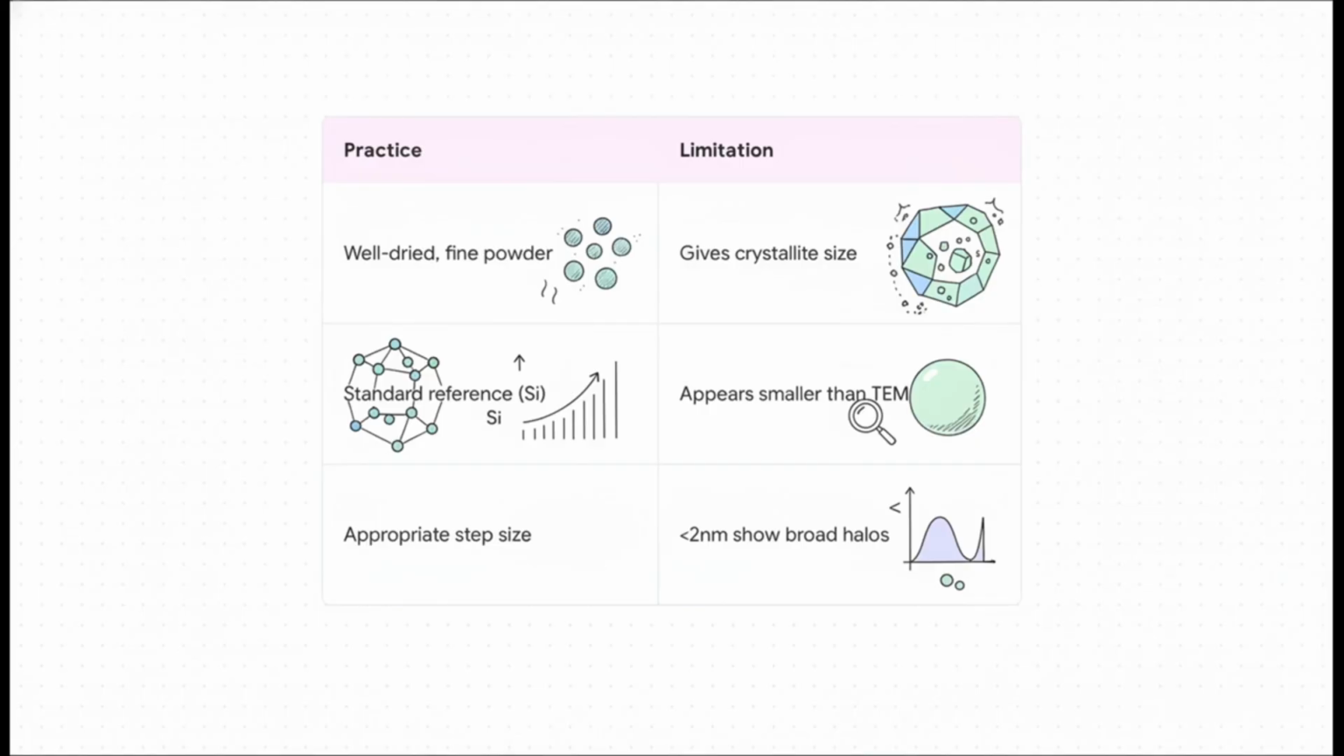But we have to acknowledge the limitations. XRD gives you crystallite size, which is often smaller than the actual physical particle size you might see under an electron microscope, especially for polycrystalline stuff. Also, if your particles are ultra-small, like under 2 nanometers, or amorphous, you're not going to get sharp peaks. You just get these broad, blurry halos.